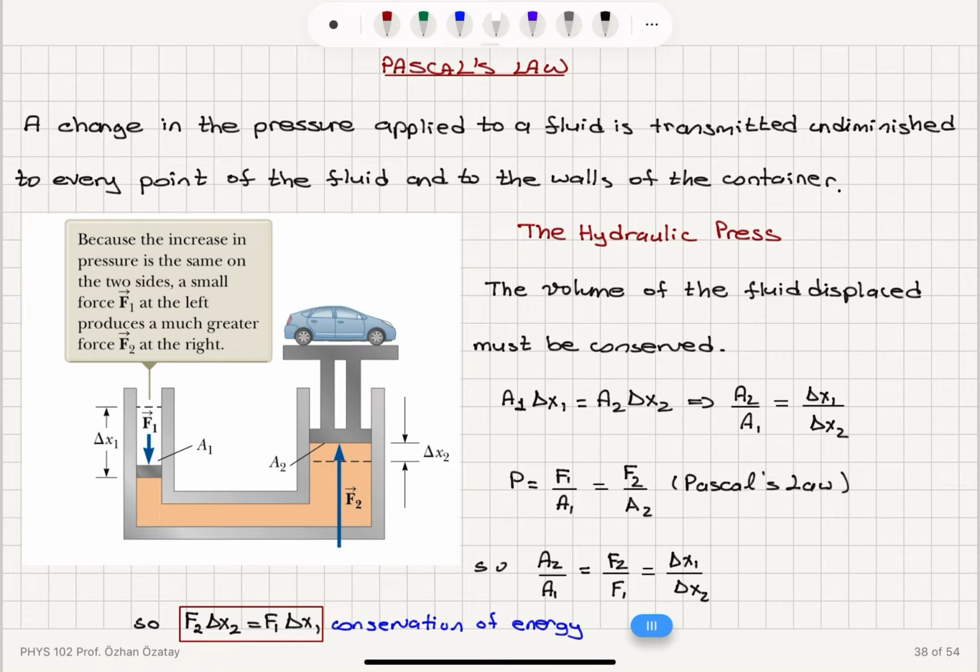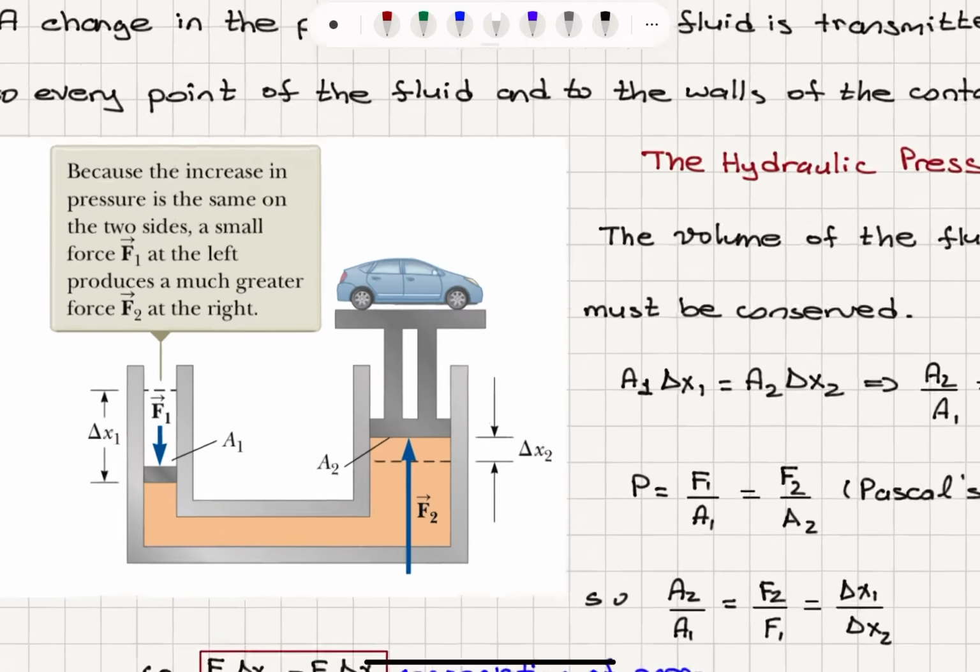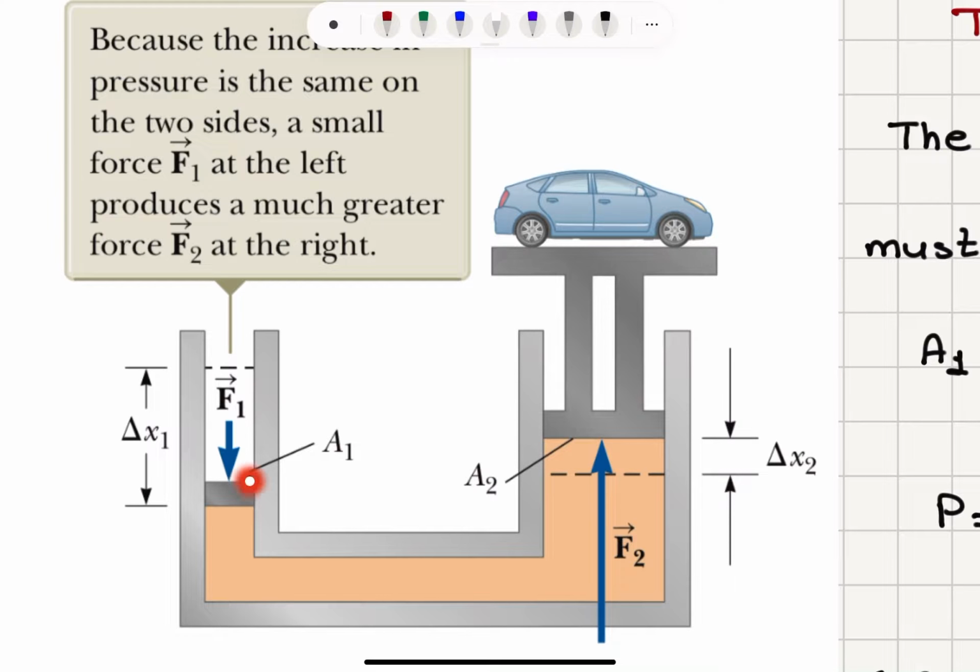So we must have the force per unit area on the two sides equal, and that's basically a result of Pascal's law. The pressure applied on one side is transmitted to any other side of the fluid and to the walls of the container undiminished. Now, the volume of the fluid that we displace here, delta x1 times A1, must also be equal to the extra volume we gain here, which is delta x2 times A2.